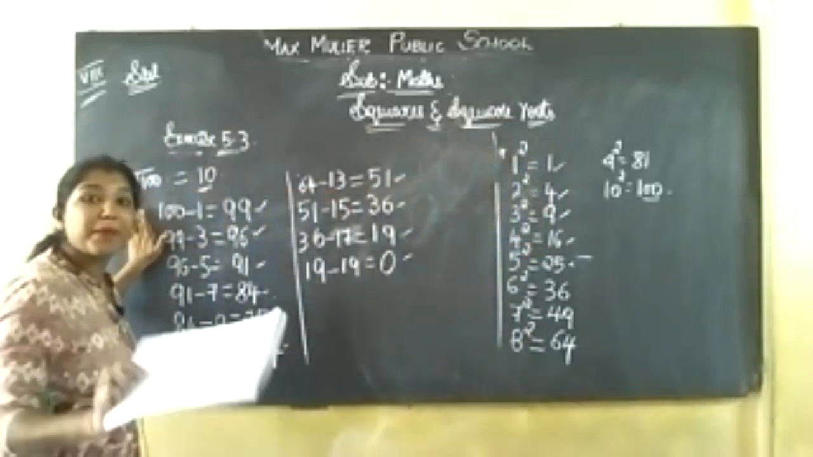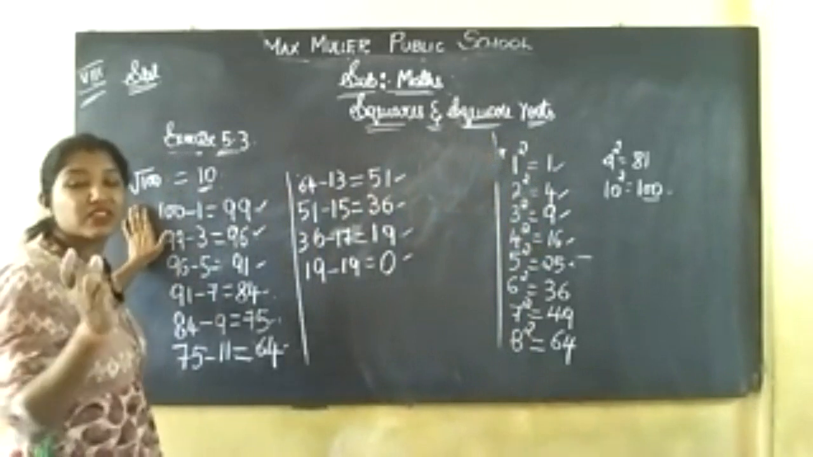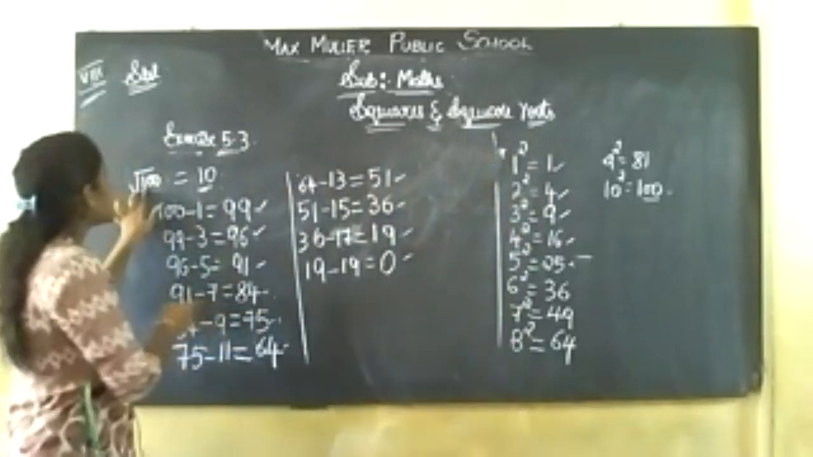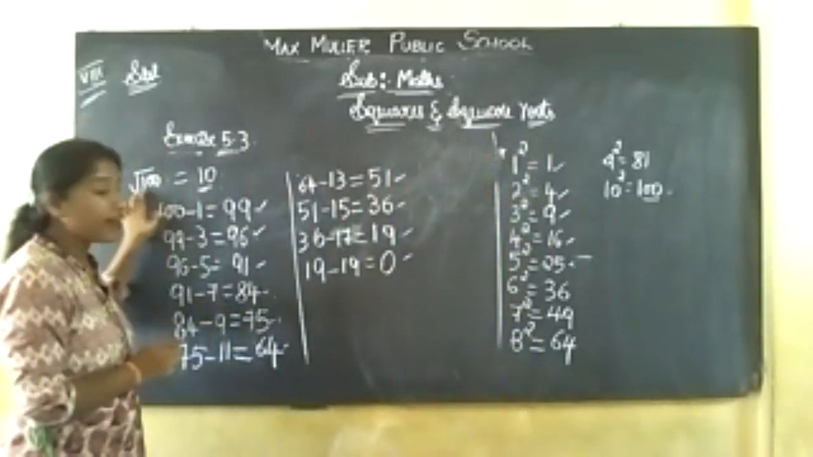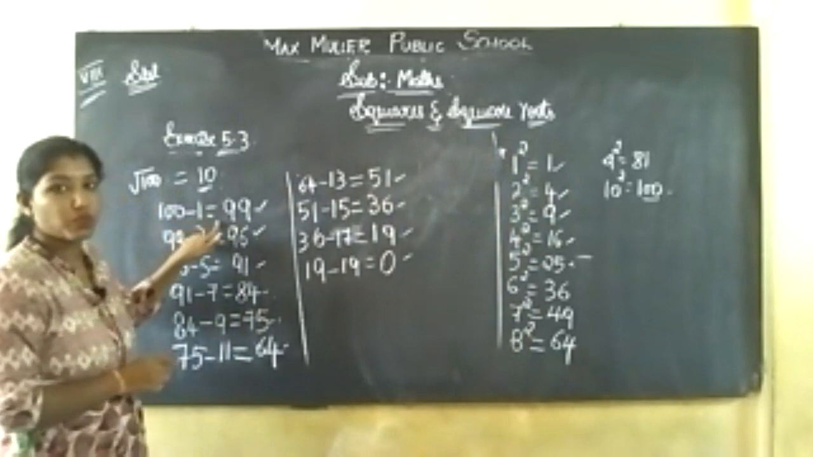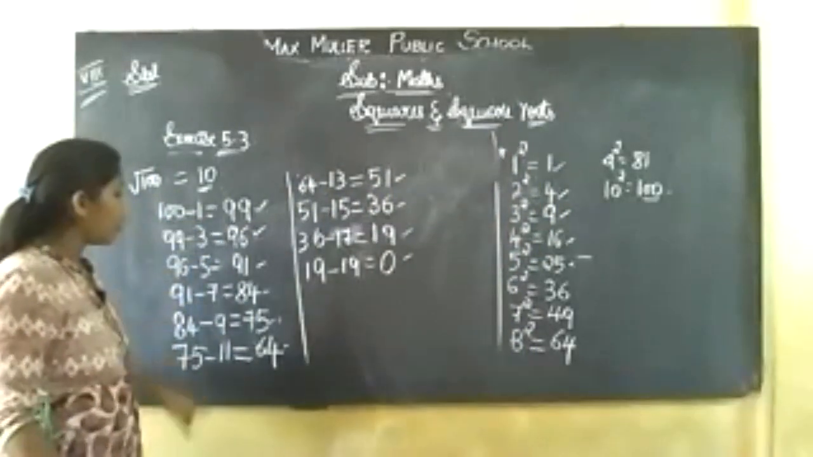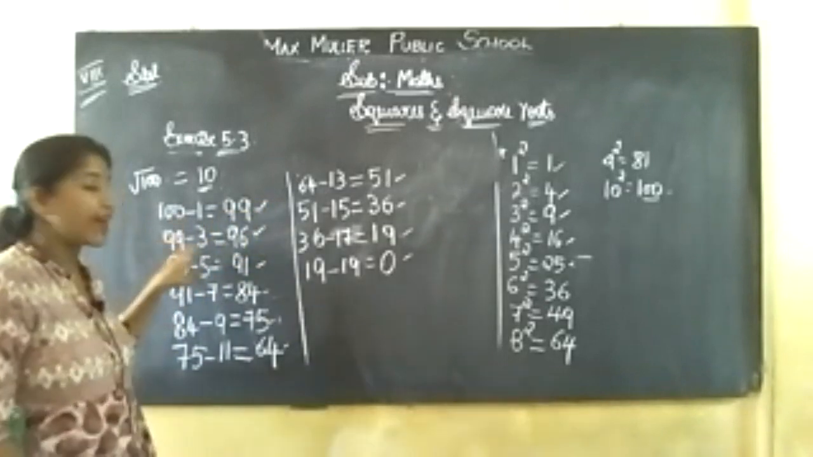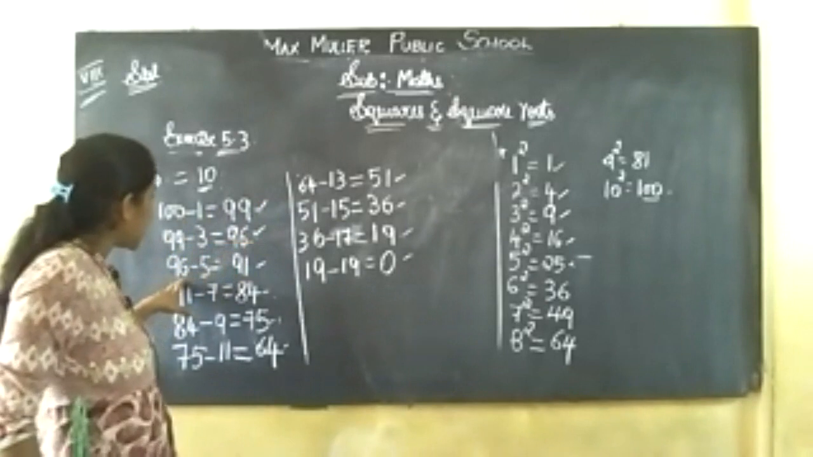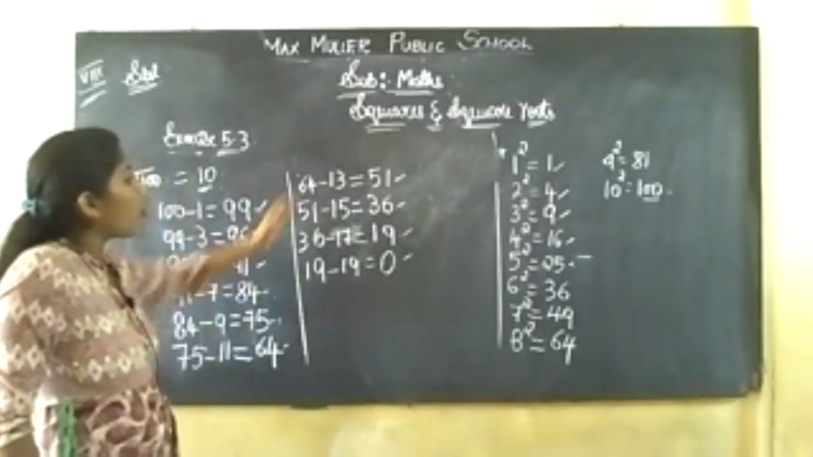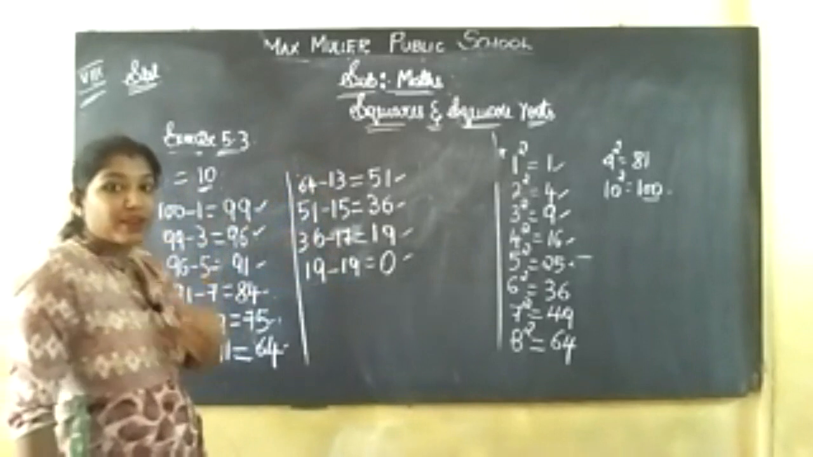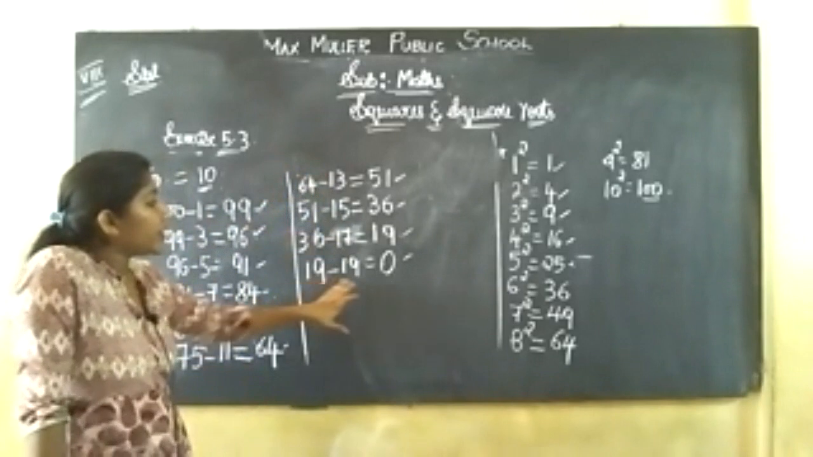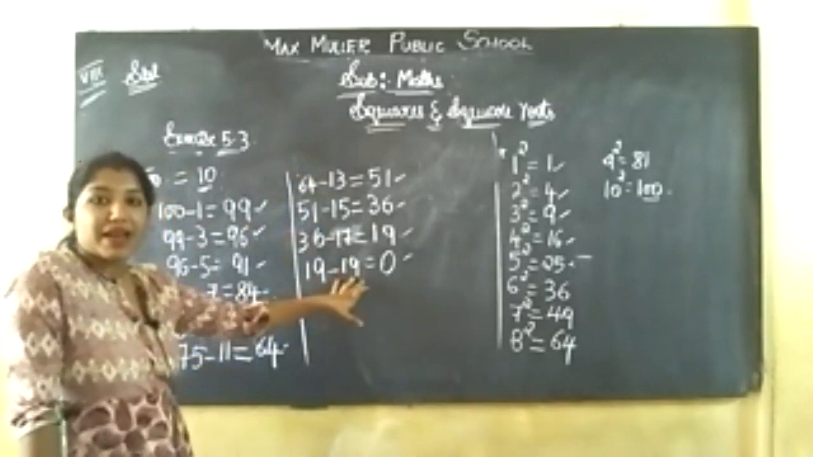See, students, the repeated subtraction method is another easy method to find the square root. They have given the square root of 100. So what you are doing? 100 minus 1. You subtract all the odd numbers, and the result is 99. And with the result 99 minus 3, you will get 96. 96 minus 5. You have to subtract the odd numbers from the results. So you will finally get 99 minus 99.